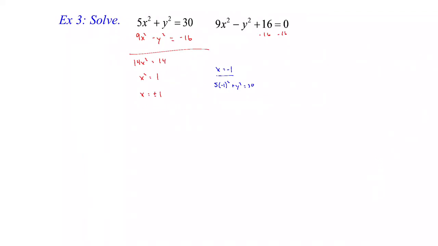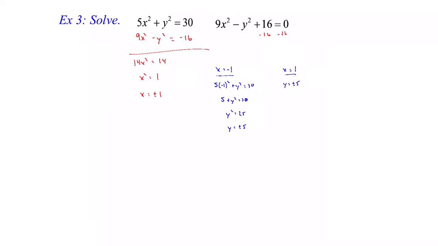You're still going to get 5 plus y squared is equal to 30. So y squared is equal to 25. So y is equal to plus or minus 5. And the same thing is going to happen when you plug in 1. You're going to get y is equal to plus or minus 5, because when you square 1, you get 1 times 5, which is 5 again.